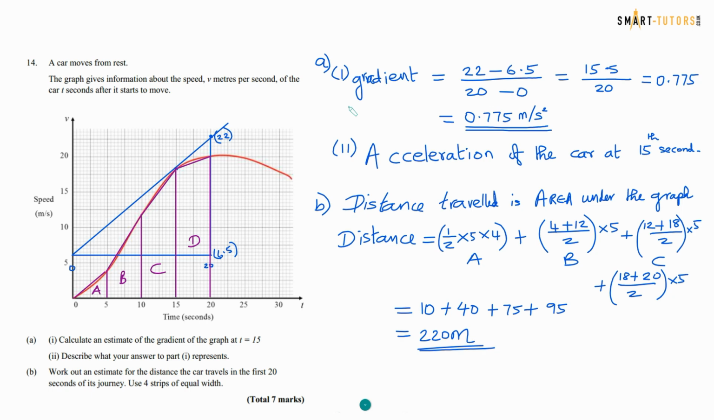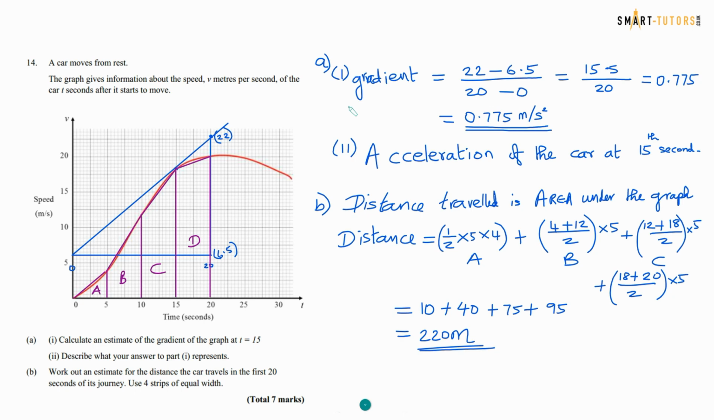Question number 14. A car moves from rest. The graph gives the information about the speed v meters per second of the car t seconds after it starts to move. Calculate an estimate of the gradient of the graph at t equals 15. All you want to do is draw a gradient at t equals 15. Here I draw a blue right angle triangle. Once you have the right angle triangle, you need to find the rise over run. Divide the rise by the run, that is the gradient.